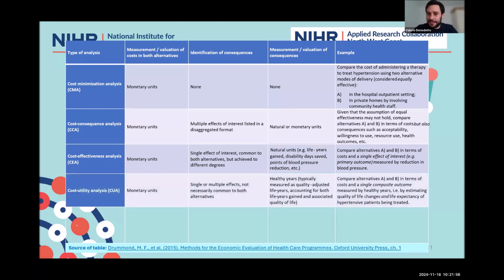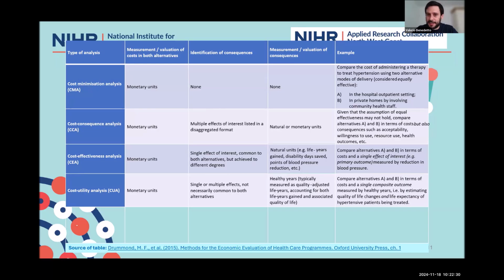With a cost utility analysis, which is a kind of special case of a cost effectiveness analysis, we are still considering a single effect of interest, but it is a kind of composite outcome. So in cost effectiveness analysis, you've got something which is clinical, could be reduction in blood pressure, or for example, cases of specific disease avoided and so on, avoided hospitalization as well. There's something clinical which could be related to the specific health or disease area.